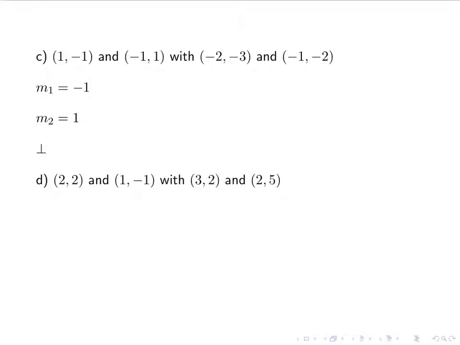And then our last example, (2, 2) and (1, -1) with (3, 2) and (2, 5). Again, pause it, find the slopes for yourself, determine whether they're parallel, perpendicular, or neither, and then unpause it to see the solution. M1 should be 3, and M2 should be -3. Again, they're not equal, so our lines are not parallel. They are opposites of each other, but they're not reciprocals of each other. The reciprocal of 3 is 1/3. So these two are neither parallel nor perpendicular. So we would just write neither.